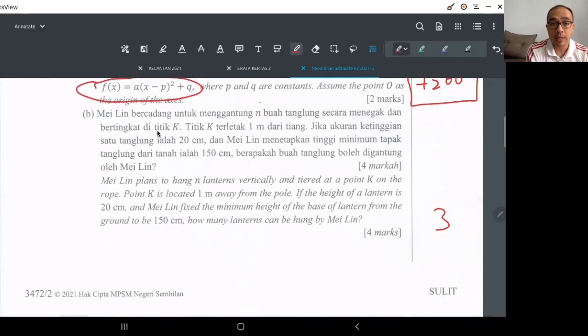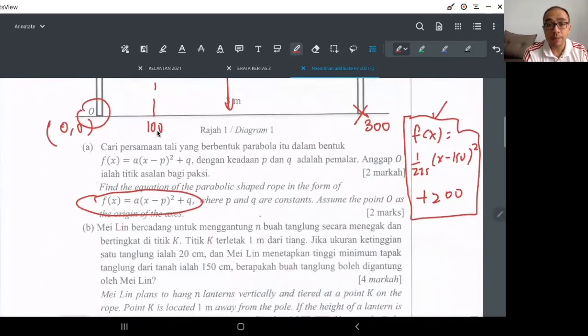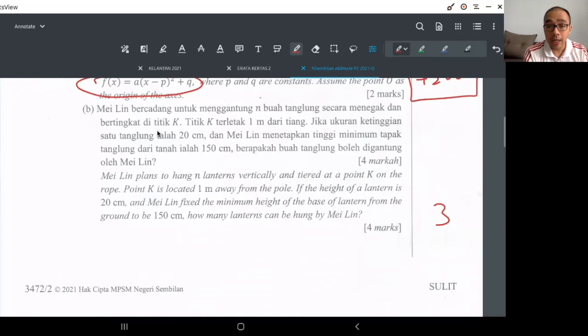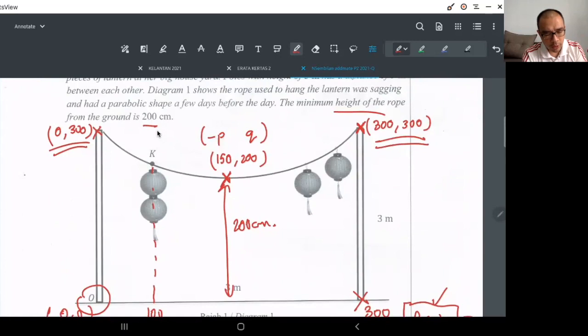Okay, so Maylin plans to hang N lanterns vertically at a tiered point K on the rope. So point K is located 1 meter away from the pole. That means the X coordinate here is 100. This is 1 meter away. Then if the height of the lantern is 20 cm and Maylin fixed the minimum height of the base of the lantern from the ground to be 150. That means after you hang it, the lowest point here is 150 cm.